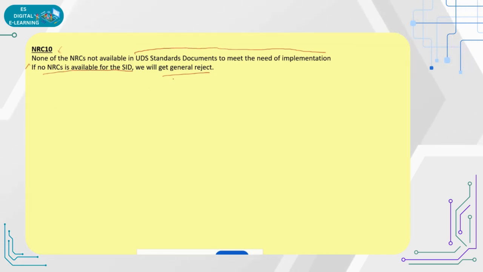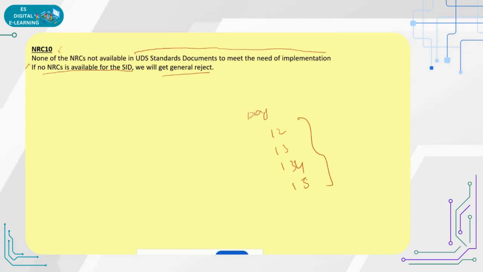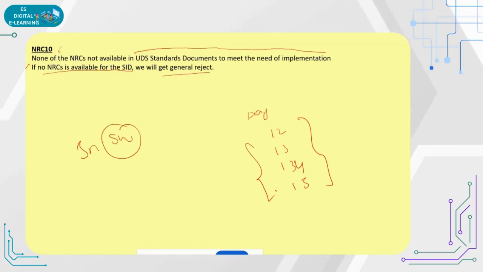So coming to the first point, none of the NRCs are available in the UDS standard document. Initially I told you that diagnostic session control will support only 12, 13, 14, like some service IDs. In software, they have not implemented the NRC.